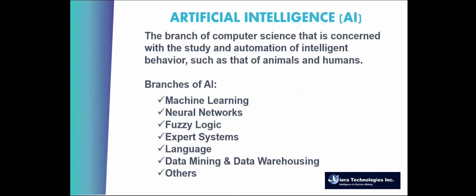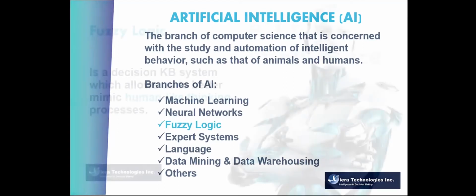So let's begin just broadly looking at artificial intelligence. Artificial intelligence is the branch of computer science that is concerned with the study and automation of intelligent behavior, such as that of animals and humans. Branches of AI include machine learning, neural networks, fuzzy logic, expert systems, language, data mining, and data warehousing, and others. What we're going to be focusing on is fuzzy logic, which is where we work in.